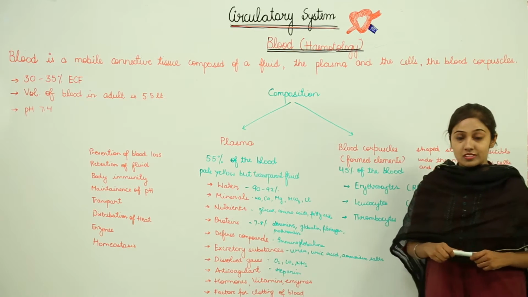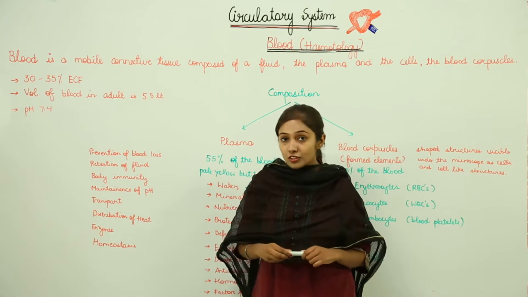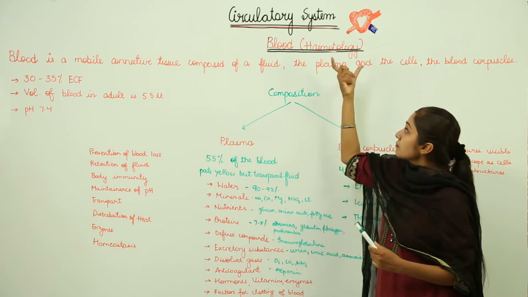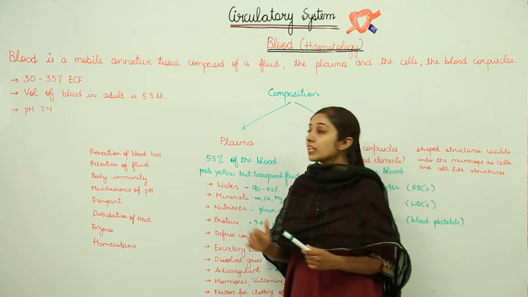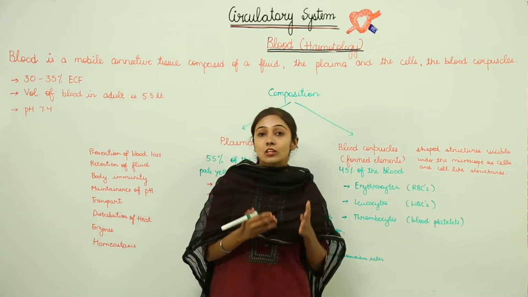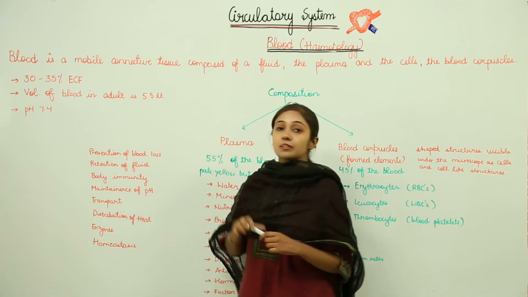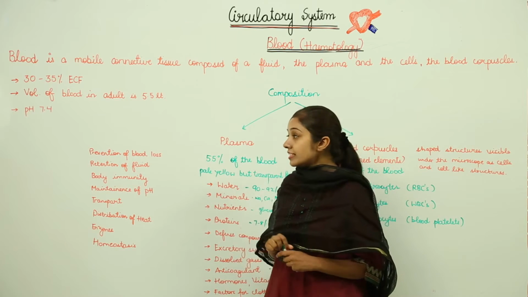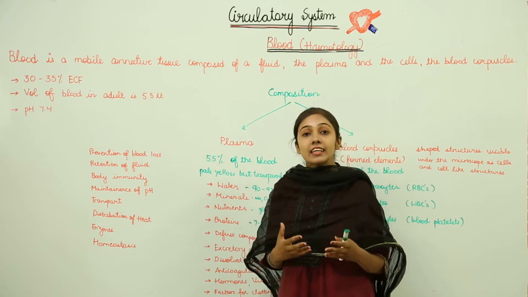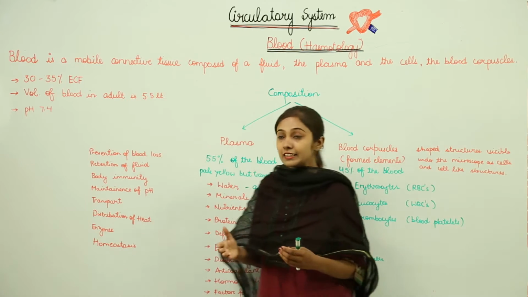the blood corpuscles. The study of blood is known as what? It is known as hematology. The study of blood is known as hematology, and blood forms 30 to 35% of your ECF, that is extracellular fluid, right? And the volume of blood in adults is approximately 5.5 liters, and it has a slightly alkaline pH, that is a pH of 7.4, a slightly alkaline pH.